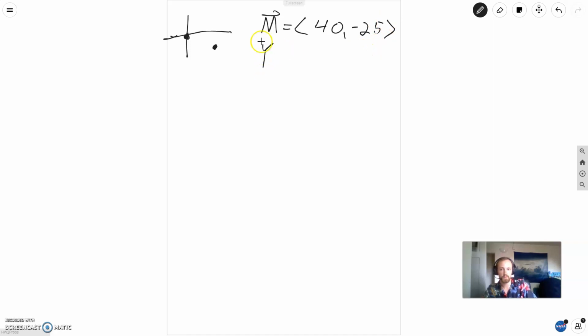And it says that your house is located 30 meters south and 35 meters west. So somewhere over here. It's 35 meters west, so that's negative 35. And it's 30 meters south, so that's negative 30.